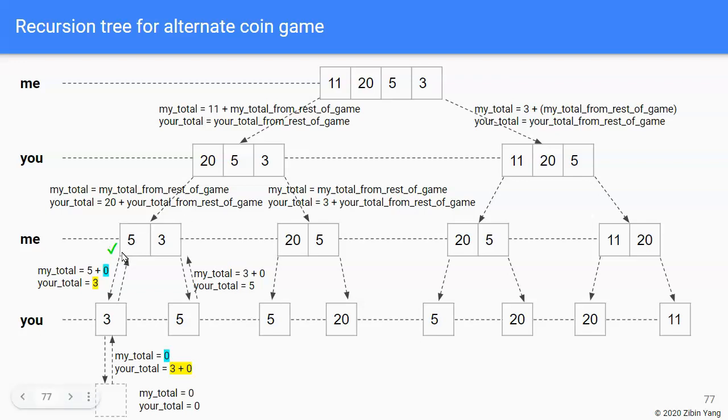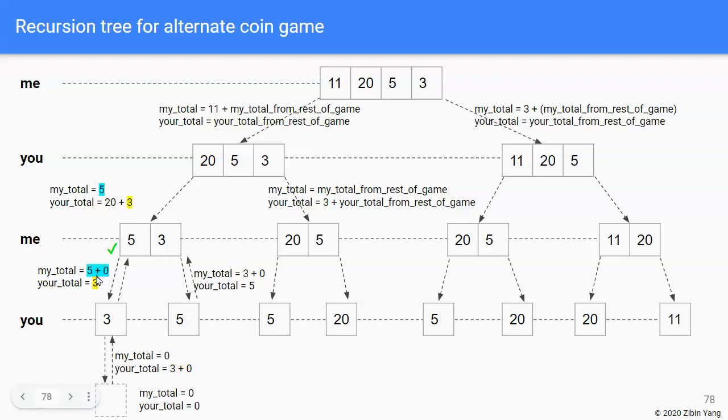And now we can just follow the same steps. I've made the choice here and calculated my total to be 5 and 3. We can propagate this information up to this branch here, and what ends up there is that my total here is going to be 5. That's just from the rest of the game, right?